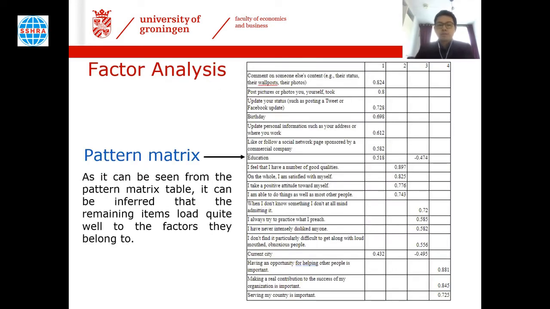Moving on, this is the pattern matrix of the factor analysis that I've conducted. The study uses a loading threshold value of 0.4 to determine which items to drop or include. Various items for the variables were dropped to ensure better results, based on whether they had low factor loadings. As can be seen from the pattern matrix table, the remaining items load quite well to the factors they belong to, as they are all above 0.4.